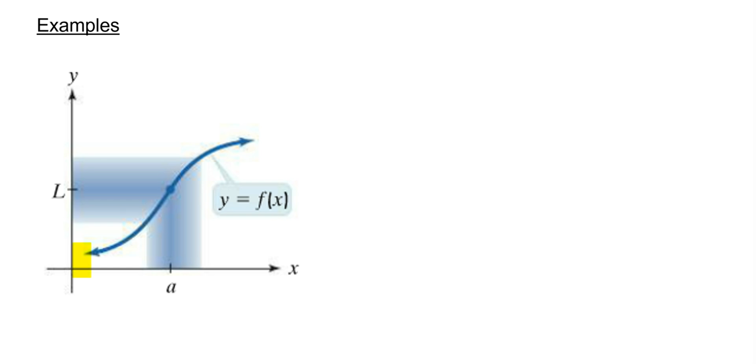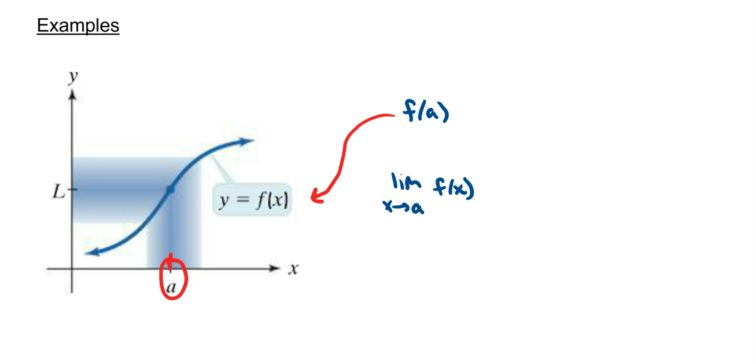Notice that this is a continuous curve. That's pretty important. But we have this curve. If we wanted to find f of a and the limit as x approaches a of f of x separately, for f of a, all you have to do is find a. You go to the curve, find the filled in circle or the curve itself, and then see what the y value is. So f of a is whatever L is for this case.